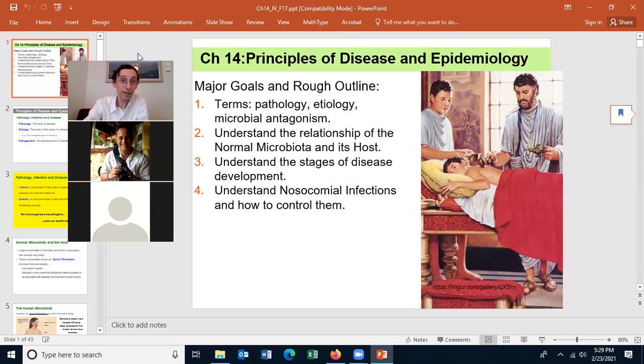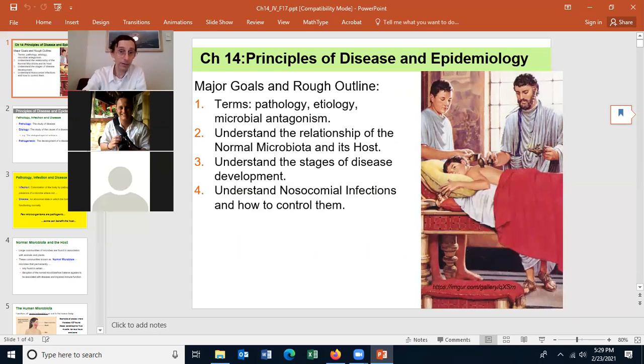All right, Chapter 14. Like always, I have an introductory slide showing you the major goals and a rough outline of what we'll be talking about. In this chapter, you do need to know the terms. I've only got 3 listed here: pathology, etiology, and microbial antagonism. Actually, about 50% of this chapter is the terms. So if you learn the terms to this chapter, you've learned about 50% of the material. So this chapter is a lot on terms.